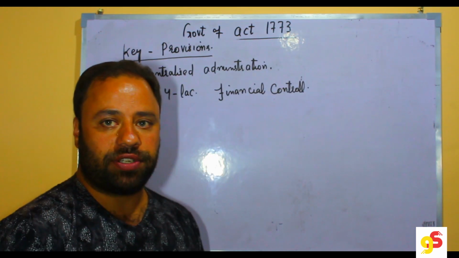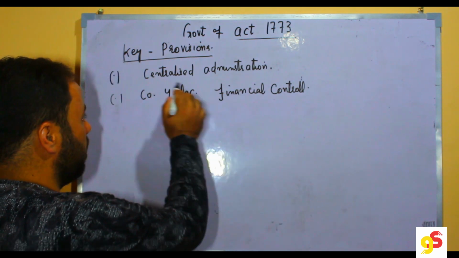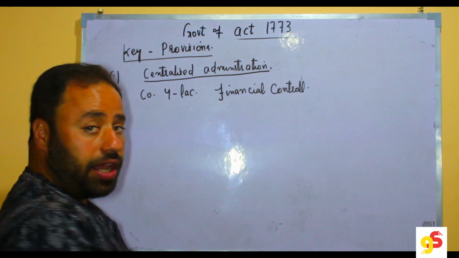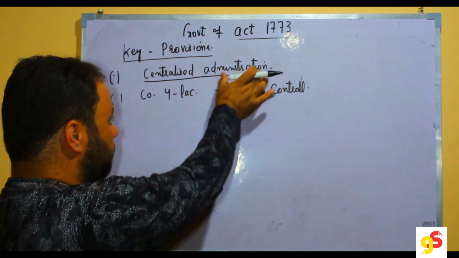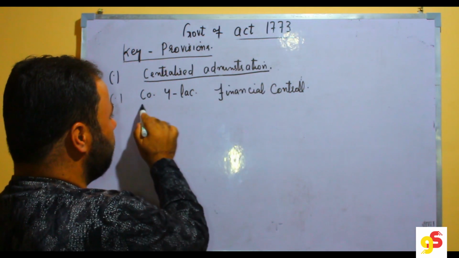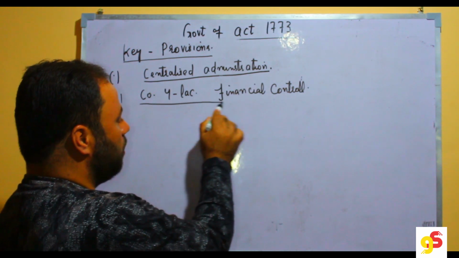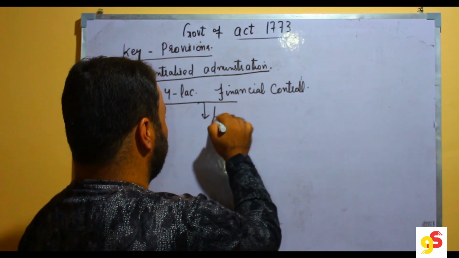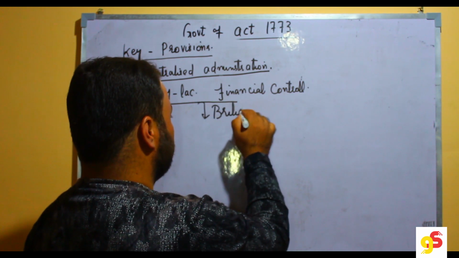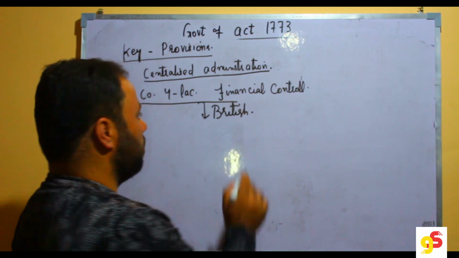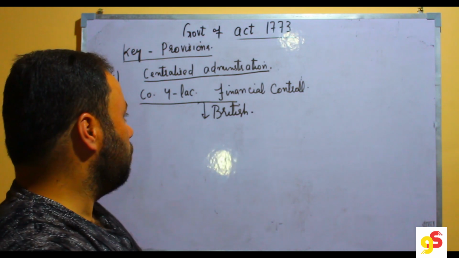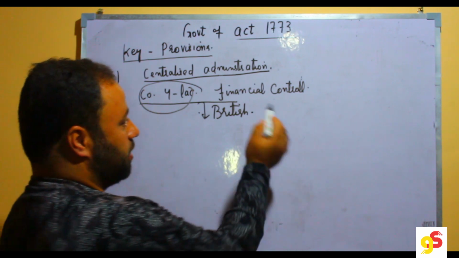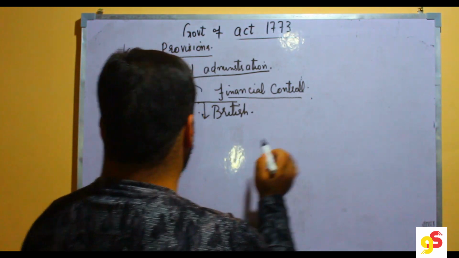Let's read the key provisions of this act. This act led to the central administration in India. The company was required to pay 4 lakh to the British government. That is, the East India Company was required to pay 4 lakh to the British government. It was a kind of financial control.